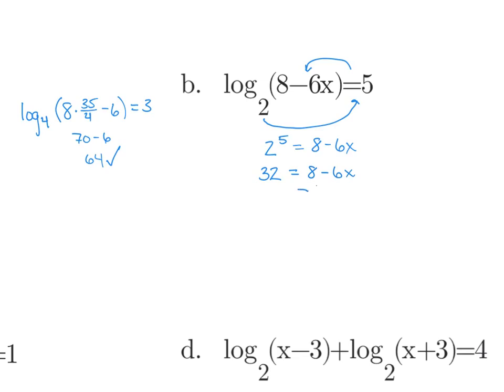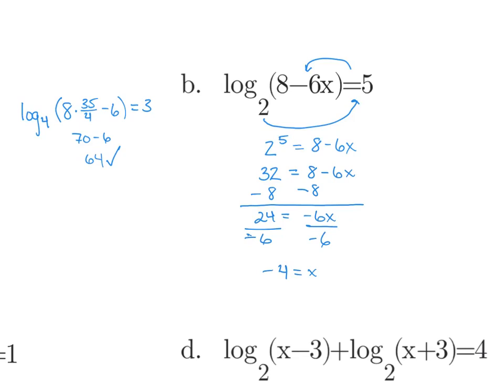So we can subtract 8 from both sides. We get 24 equals negative 6x. And then if we divide by negative 6, we get negative 4 equals x.